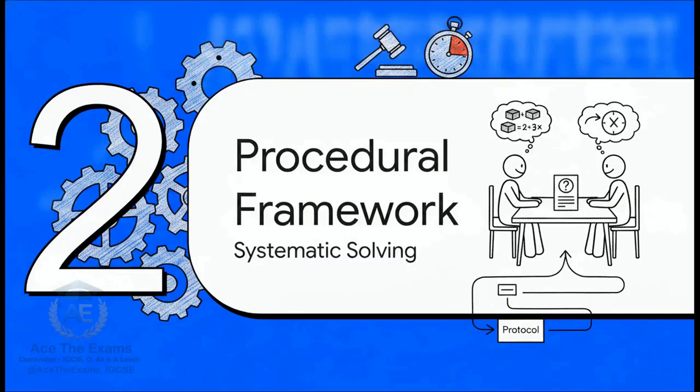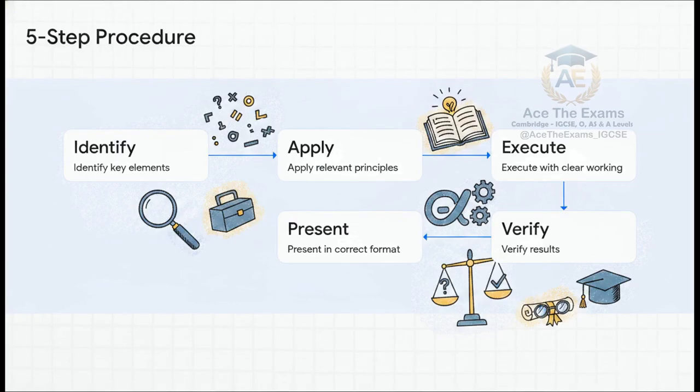Which leads us perfectly into Section 2, the 5-step procedural framework, systematic problem solving. Welcome to Act 2, the peer interrogation debate. Right now, I want you to visualize agents Alex and Sam sitting across from each other at the metal evidence table. Between them is a massive high-tariff Cambridge past paper question.